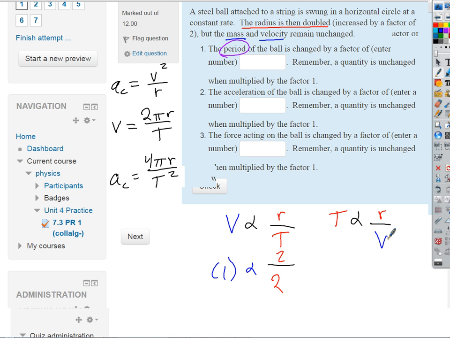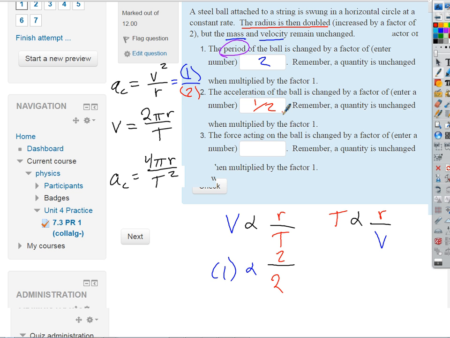Okay, so this one would be what then? 2, I guess, because this rate, so that's 2. Okay, what about the acceleration then? Well, now we go to either one of these, doesn't matter. Take your pick. What if we pick the top one? So we know that v is changing by a factor... it's unchanged, right? So this is going to look like 1 over 1 squared, which is just 1, over r is being doubled. So what's the overall? 1/2. Yeah, right? So the acceleration must be changing by a factor of 1/2.